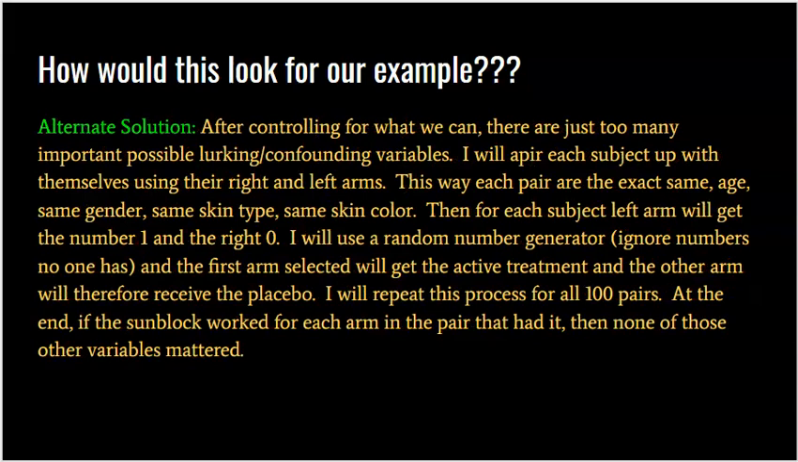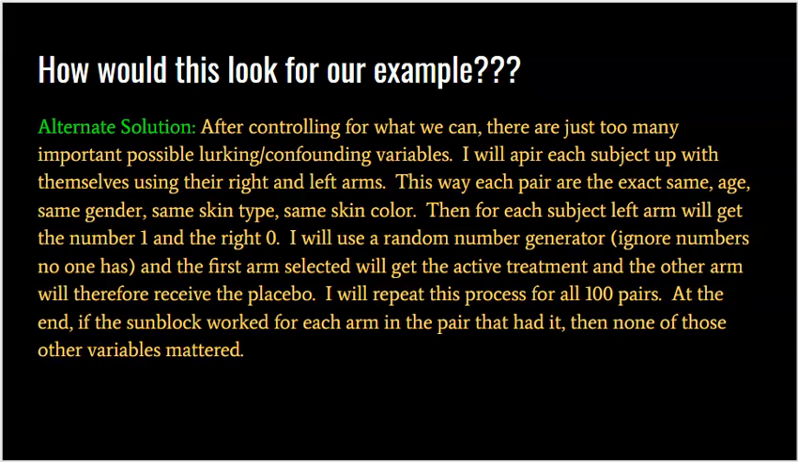Now, another way, an alternate solution for this, is using people as their own pairs. Now, this would be possible with sunblock. So once again, after controlling for everything we can, I feel there's just too many lurking confounding variables. So I will pair each subject up with themselves using their right arm and left arm. Now, this pair, right? Like for example, my left arm, my right arm, this pair are exactly the same. Same exact age, same exact gender, same exact skin type, same exact skin color. You cannot tell me anything is dissimilar about these 2 arms.